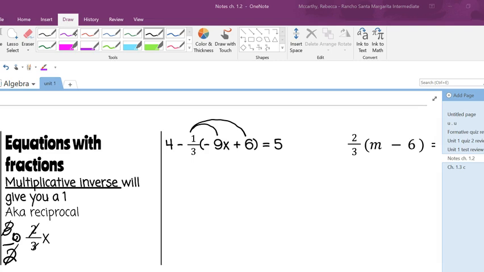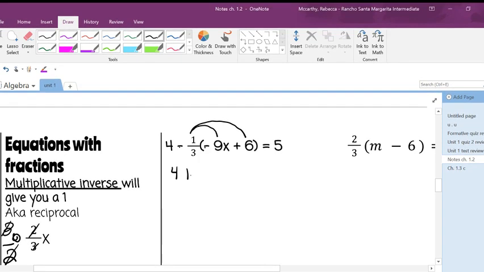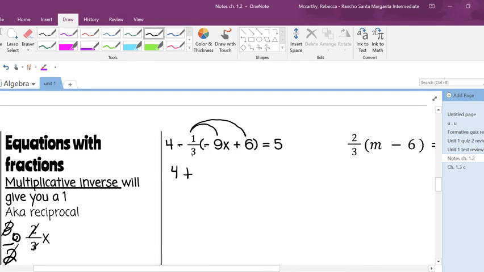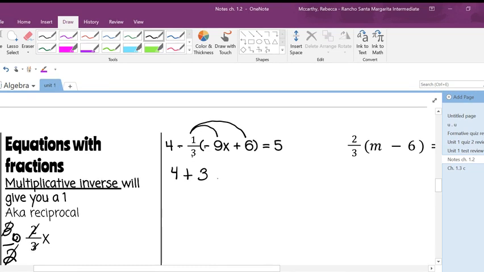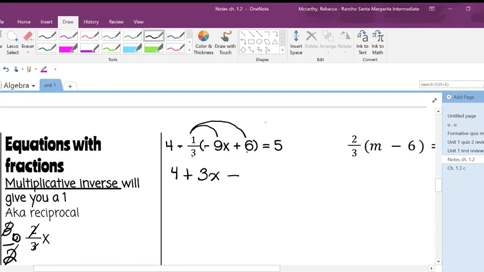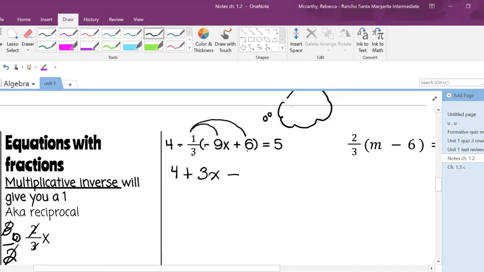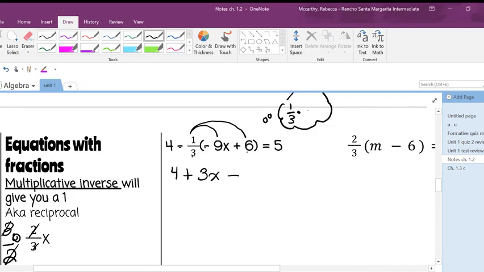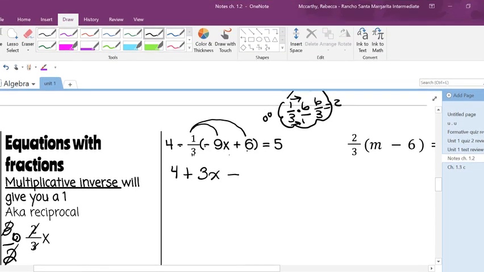Okay, so I have 4. That 4 is not distributed because it's not touching the parentheses. A negative times a negative is a positive. 1/3 of 9, it's like you're dividing by 3, and I get 3x. And negative times a positive is a negative. And 1/3 of 6, I have 1/3 times 6. Well, I could multiply across and I get 6 divided by 3, which is 2. If you could do that in your head, totally fine. And that equals 5.